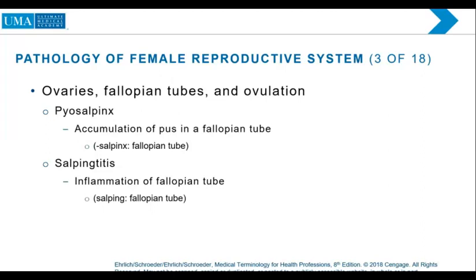Pyosalpinx is accumulation of pus in the fallopian tubes. Salpinx means fallopian tube. Salpingitis is inflammation of the fallopian tubes. Salping means fallopian tube as well.